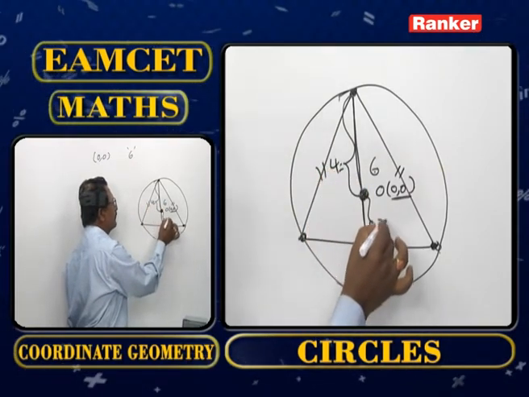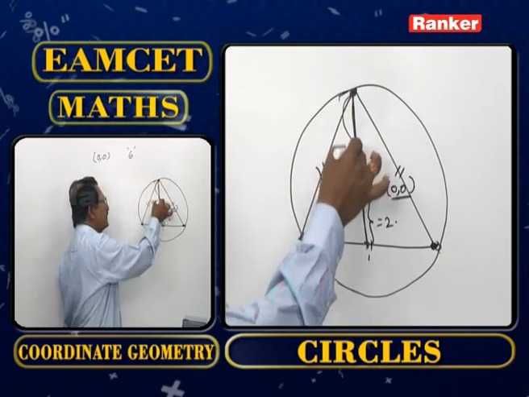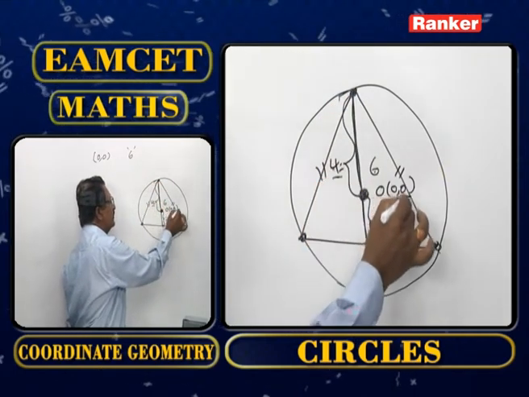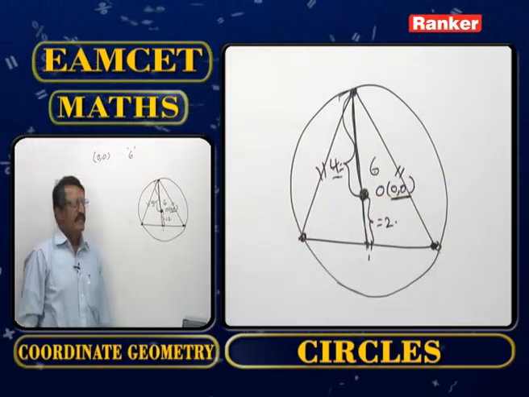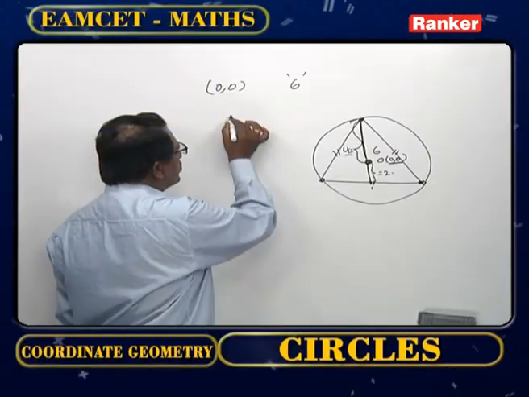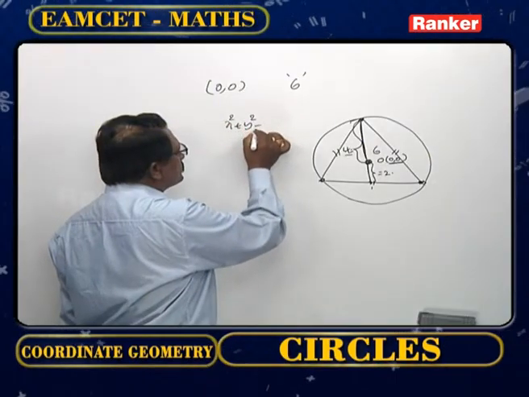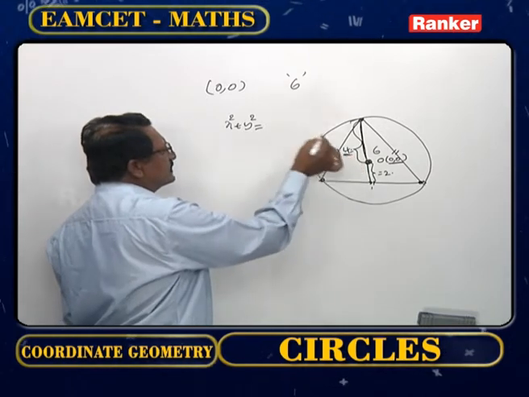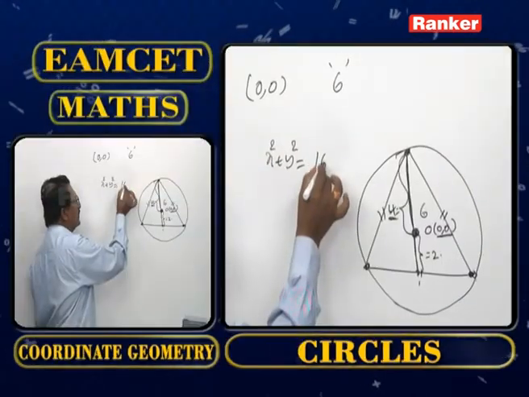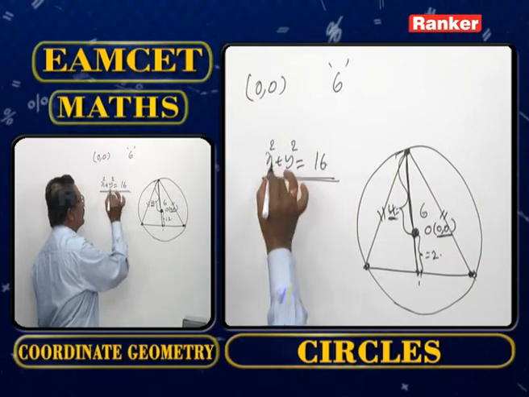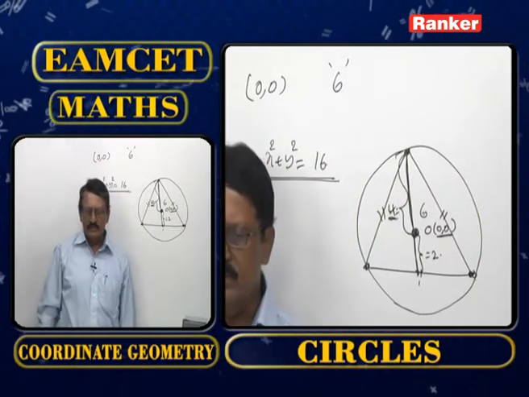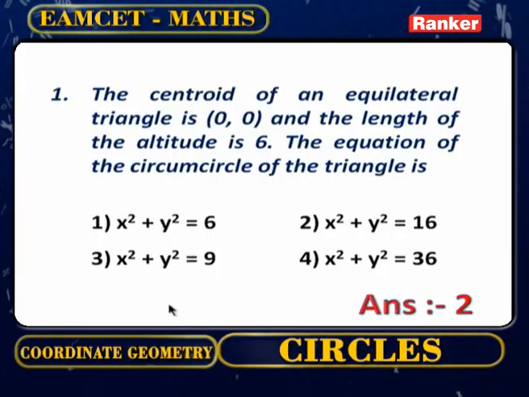Then the radius of the circle, the distance from the centroid to one of the vertices, equals 4 units, and the remaining distance is 2 units. Now the radius of the circle is 4 units and the center is 0, 0, so the equation of the circle is x square plus y square equals r square. Since r equals 4, r square equals 16. The answer is x square plus y square equals 16, the second option.